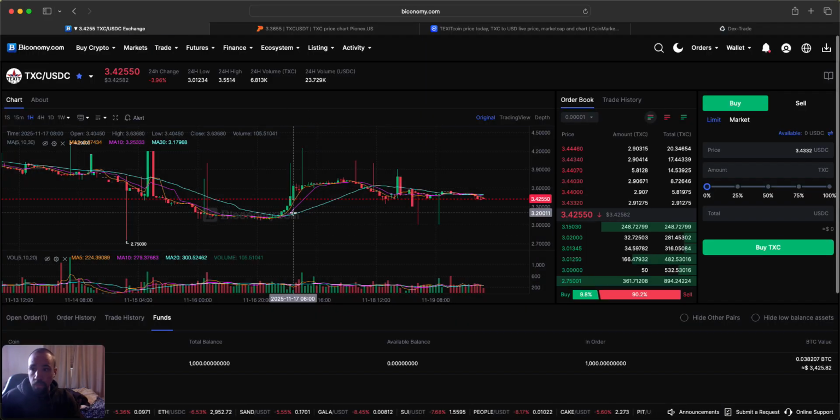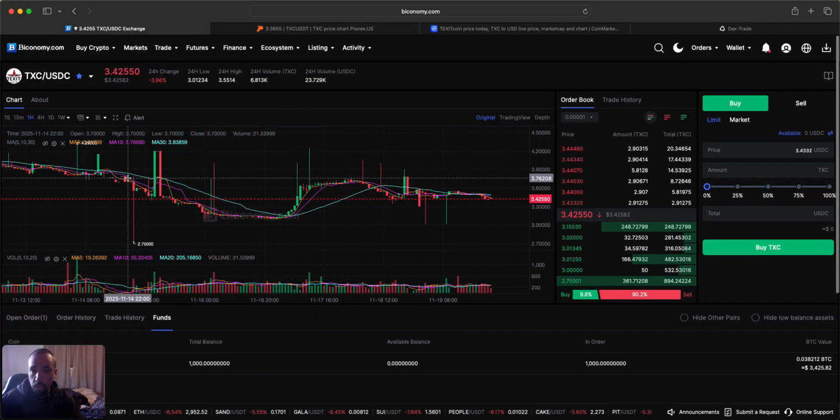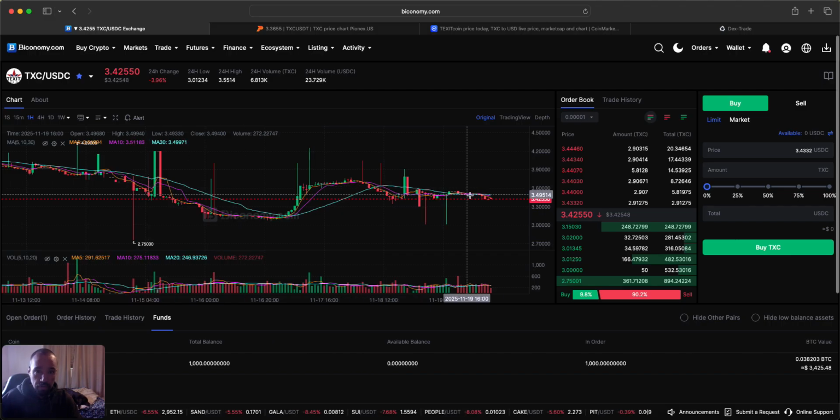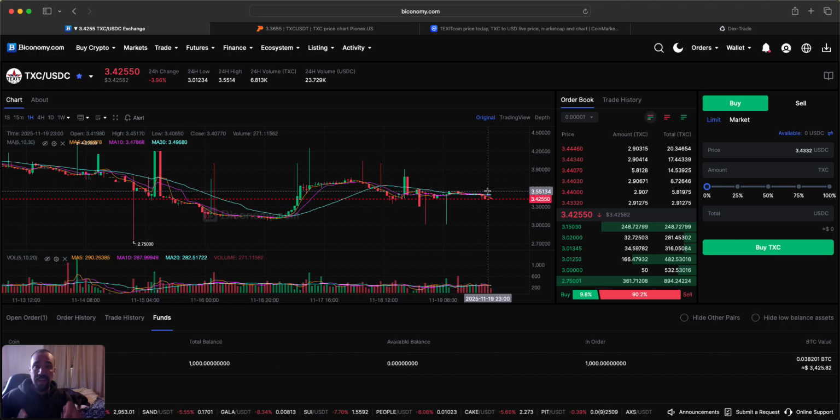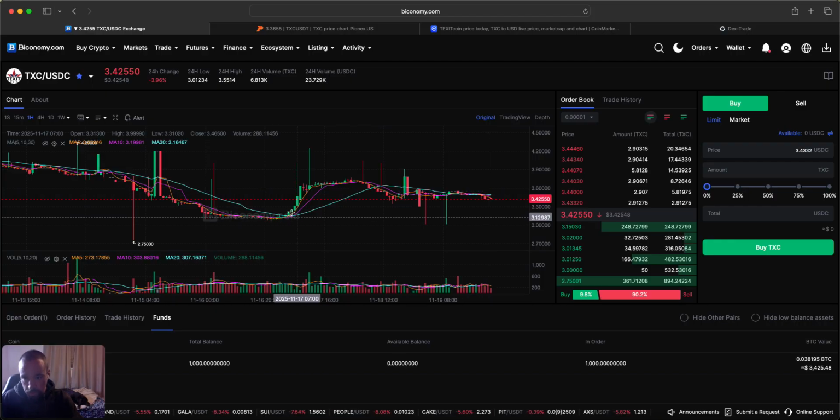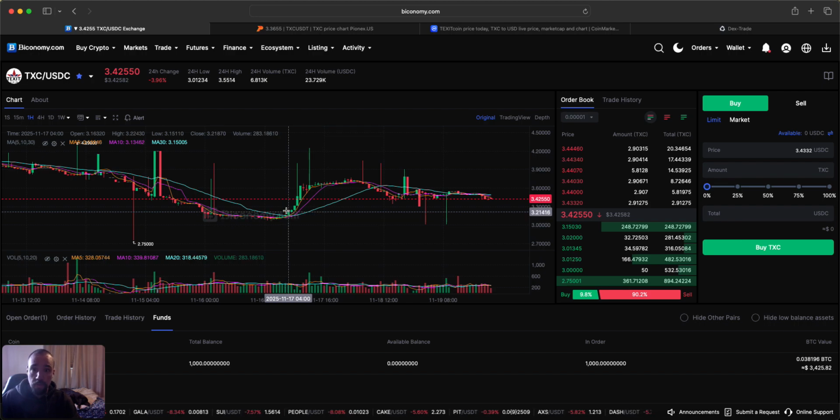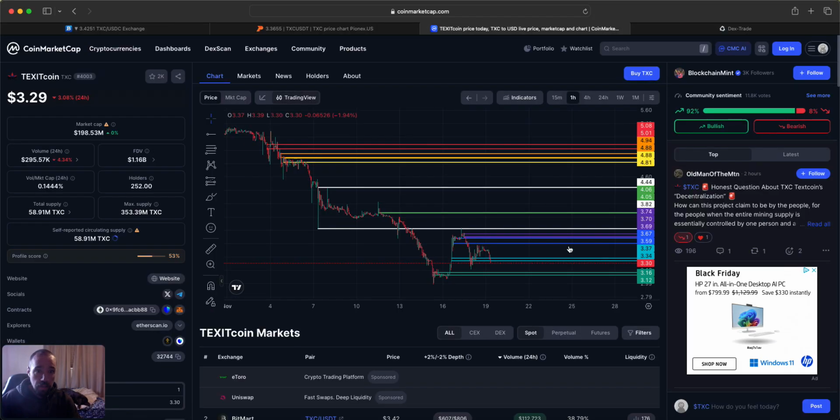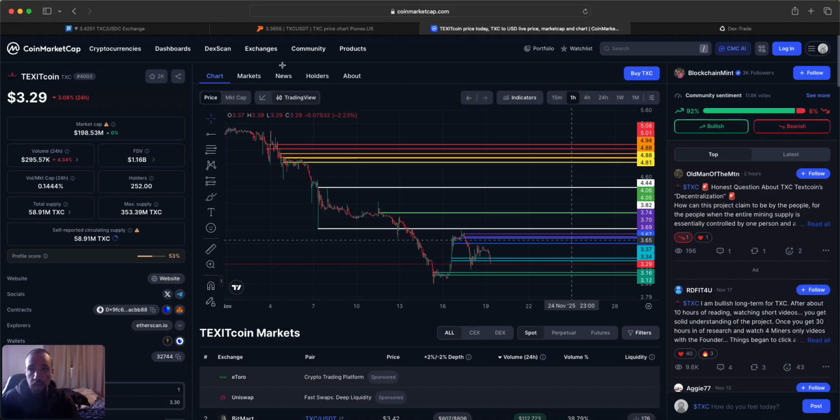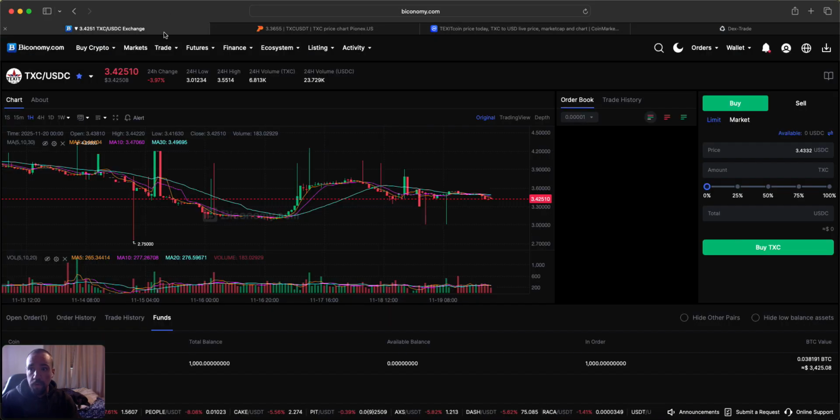On Biconomy, we can look at 1 hour. All the moving averages are very, very tight. This is good for that consolidation when all the moving averages are linked up. You can see typically big moves come afterwards. So we are sizing up for that next move up, most likely, and into this blue zone, the 360 to 370 is our next move up.